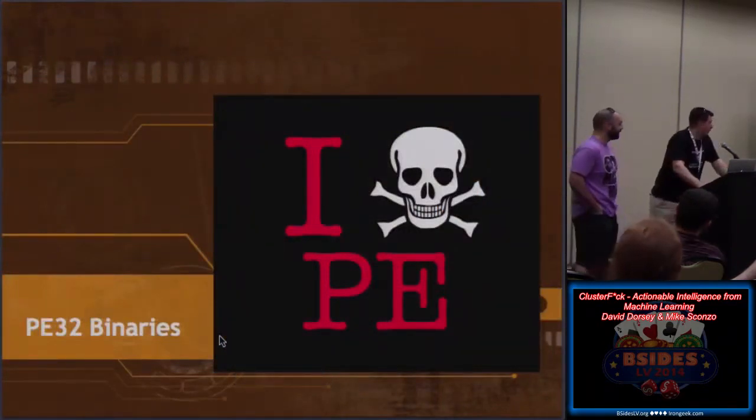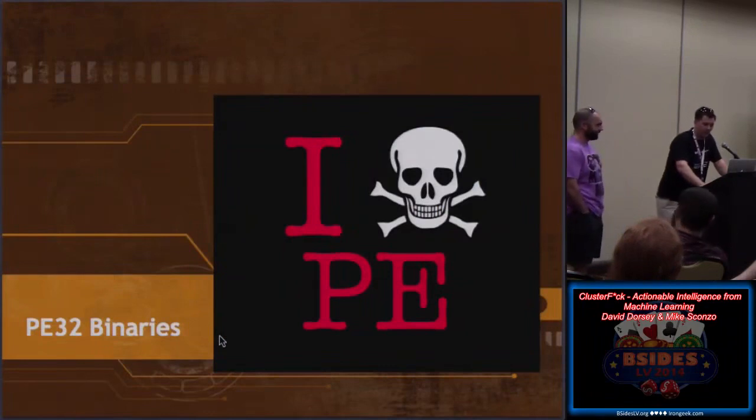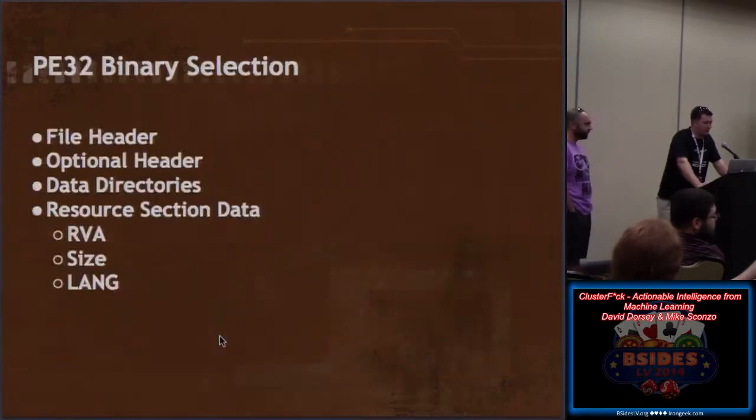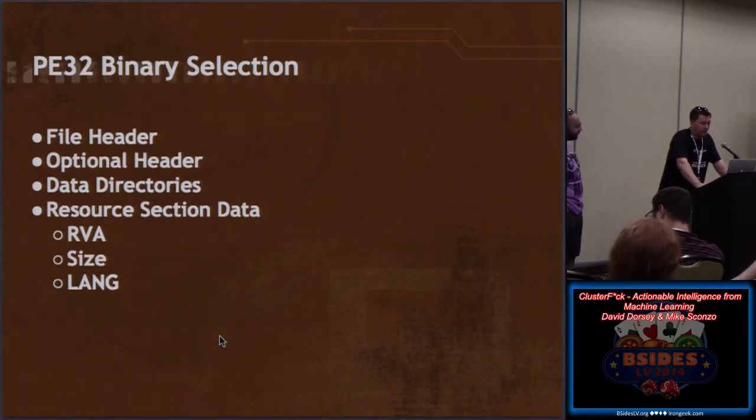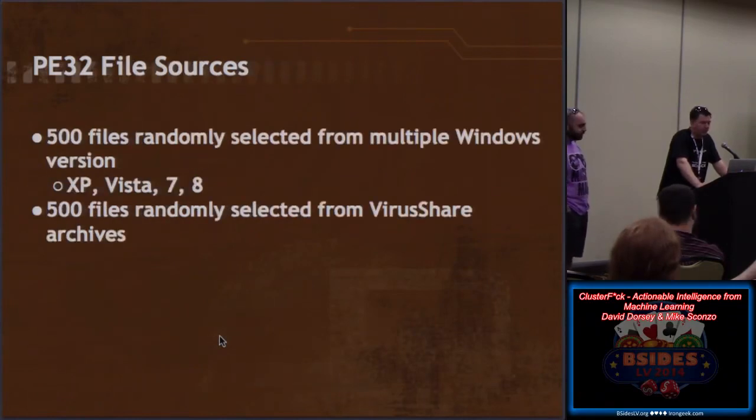So we did much similar things with the PE files. We started with just some of the simple features: the file header, optional header, data directories, and a little bit from the resource section. We had 1,000 files total, 500 randomly selected from the multiple Windows operating systems under Program Files and the Windows directory, and 500 randomly selected from VirusShare as well, just because that was a good source.